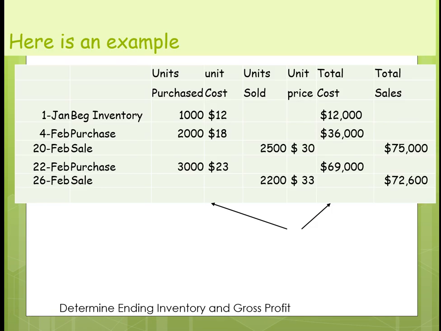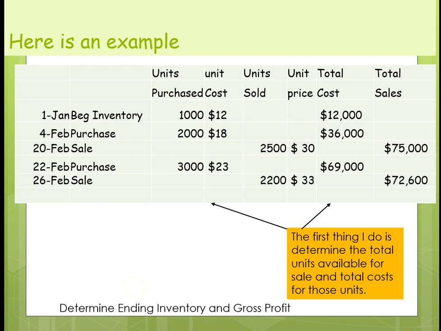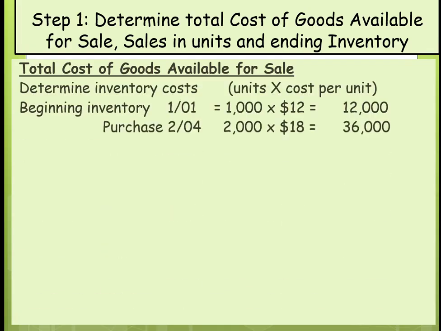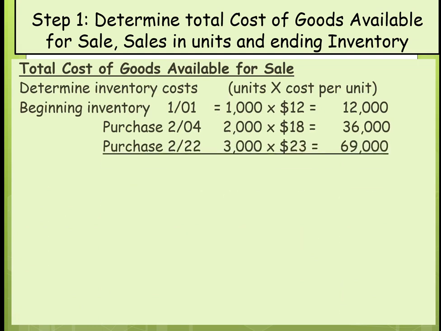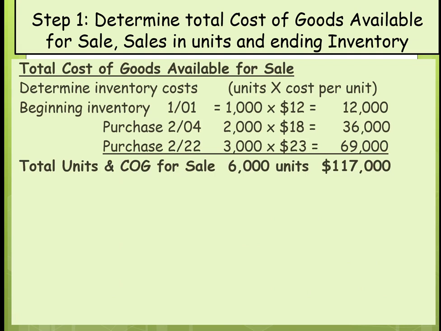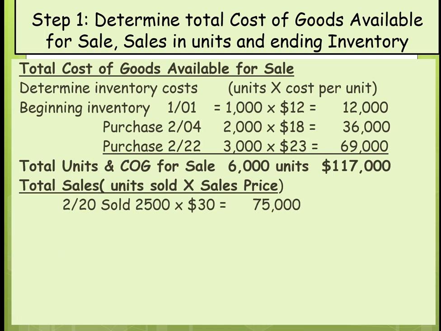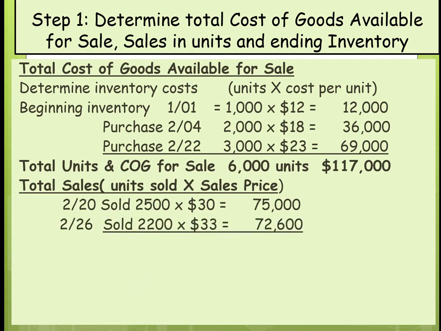We're going to do exactly the same problem. And the first thing we're going to do is determine the total units available for sale and the total cost for those units. So, our total cost, we take our beginning inventory plus our purchases. So we know that we had a total of 6,000 units available for sale with a cost of $117,000. Total units sold, we sold 2,500 at 30 and 2,200 at 33. So, total sales is 147,600.